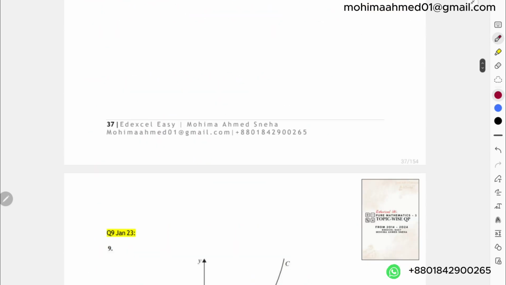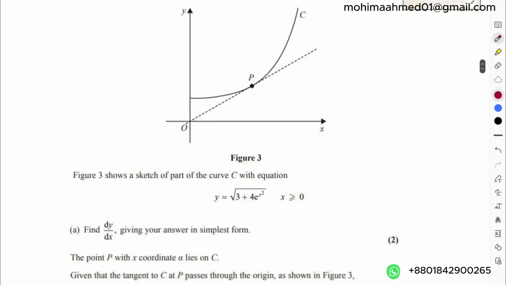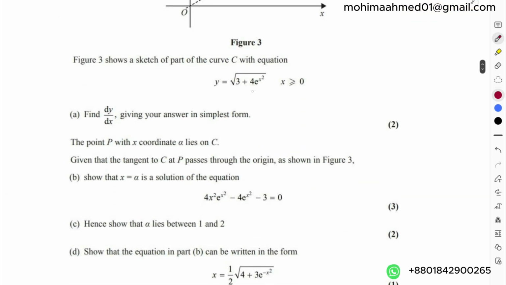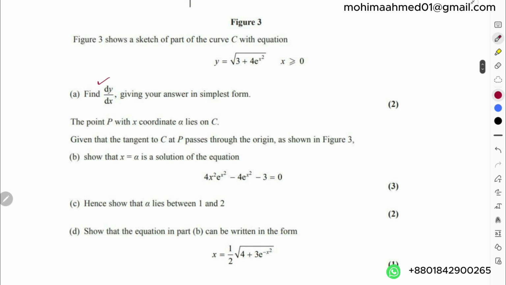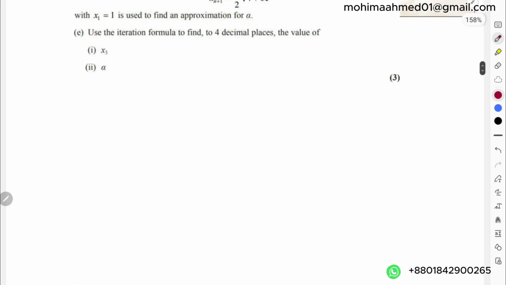Let's move on to the next part, which is your January 23 iterations. For this January 23 also, this is your question 9. If you start with this one, it says that y equals 3 plus 4e^(x²) all under a square root. So you have to find dy/dx. This is not entirely iteration, this is simple differentiation also. So I have to differentiate y = (3 + 4e^(x²))^(1/2).